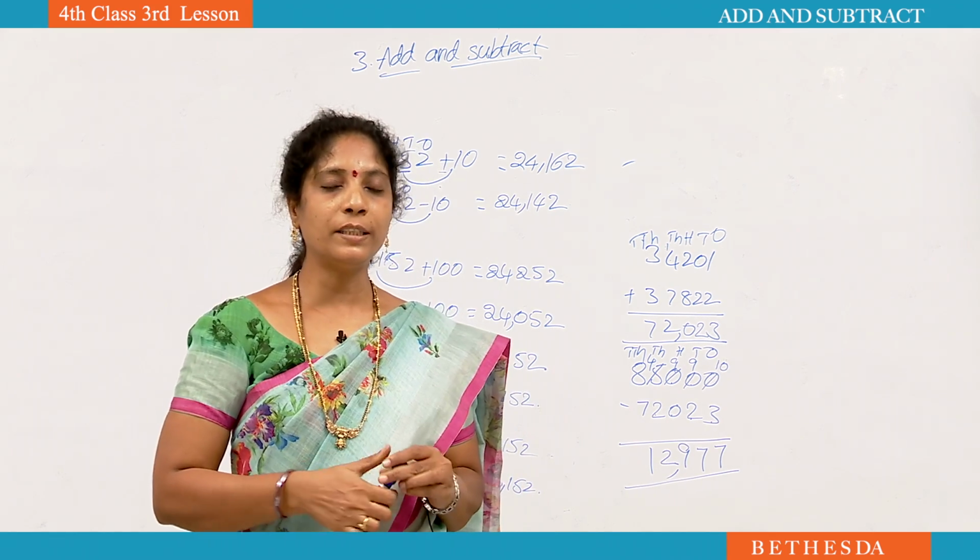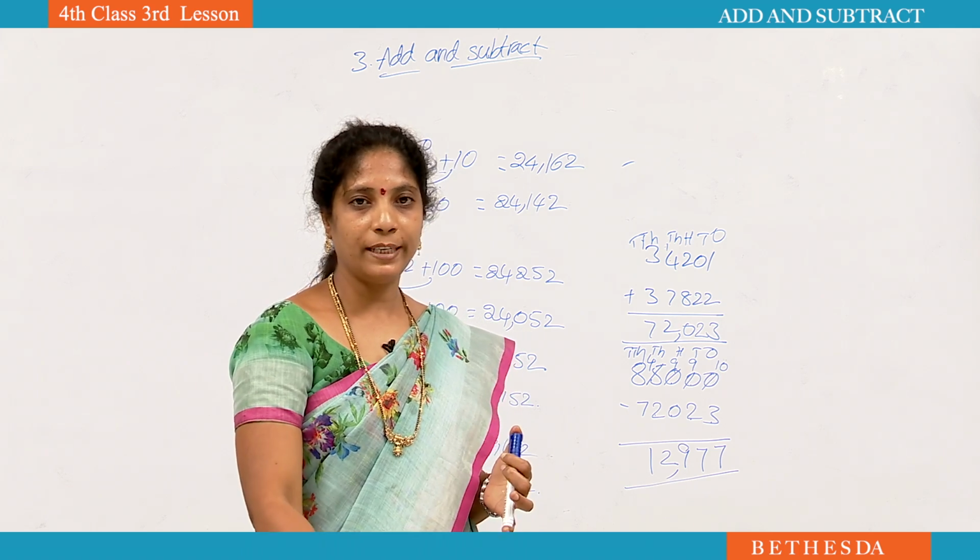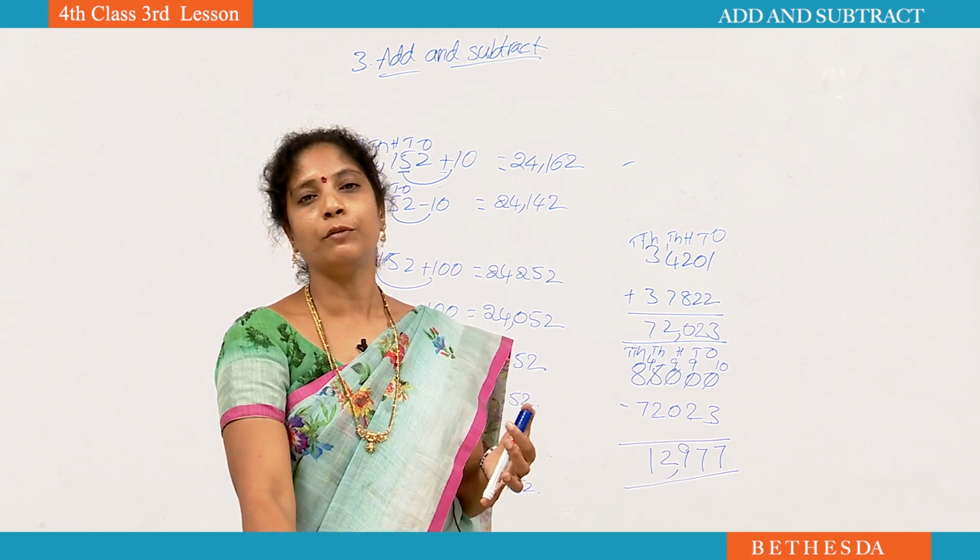12,977. Did you understand here? In this sum, we applied two symbols, addition and subtraction. Two operations we used. Why?